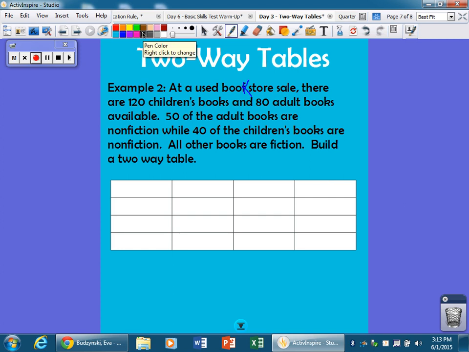Now I'll give you a hint. This one is always total. The bottom row is always total, and the last column is also always total. So now we have to think about the two sets that are getting compared. What are the two things in this problem? The first set of information is that there's children's books and adult books. That's our first set. There's children's books and adult books. So that is what's going to go in our row here.